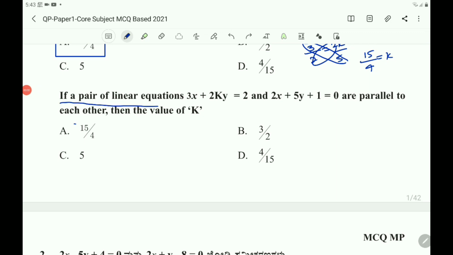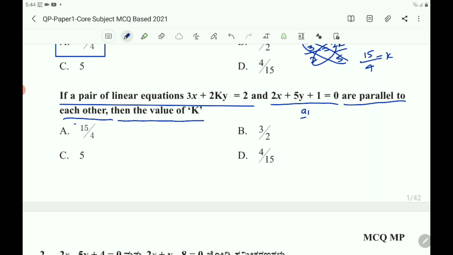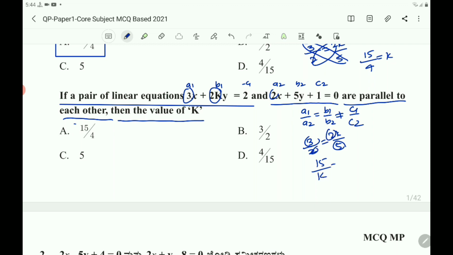In English medium: if the pair of linear equations 3x + 2ky = 2 and 2x + 5y + 1 = 0 are parallel to each other, then find the value of k. If the pair of linear equations are parallel to each other, then a1/a2 equals b1/b2 is not equal to c1/c2. Here a1 is 3, b1 is 2k, minus c1 is 2, and a2 is 2, b2 is 5, c2 is 1. Substituting, a1/a2 is 3/2, which equals b1/b2, that is 2k/5. Doing the cross multiplication, 5 times 3 is 15, 2 times 2 is 4. So k equals 15/4. Option A is the answer.